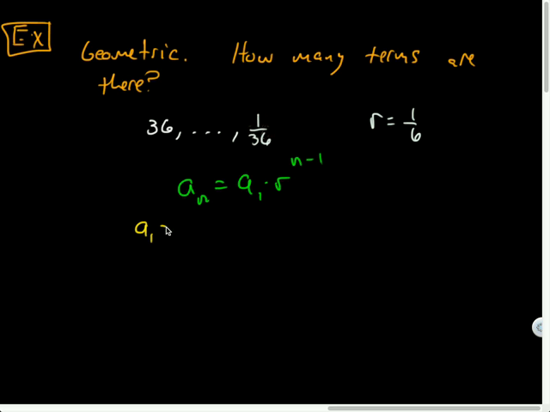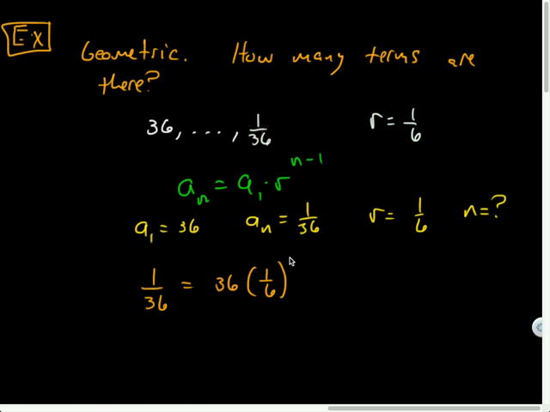So my first term is 36. A sub n, because I don't know what n is yet, is 1/36. R, as I said, was 1/6, and I want to know what n is. So I'd have 1/36 equals 36 times 1/6 to the n minus 1.